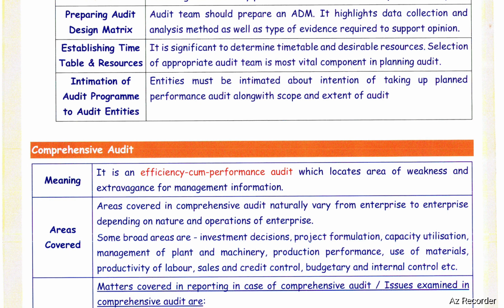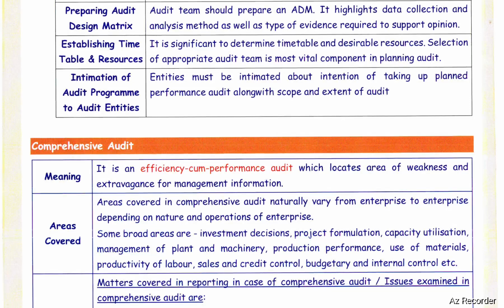Establishing timetable and resources. It is significant to determine the timetable and desirable resources. Selection of an appropriate audit team is the most vital component in planning an audit. Intimation of the audit program to audit entities: entities must be intimated about the intention of taking up the planned performance audit along with the scope and extent of the audit.